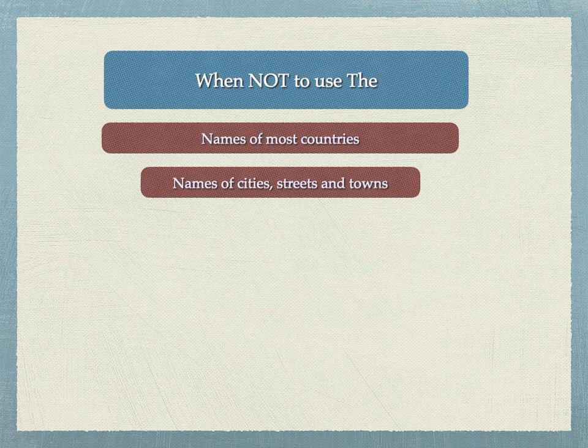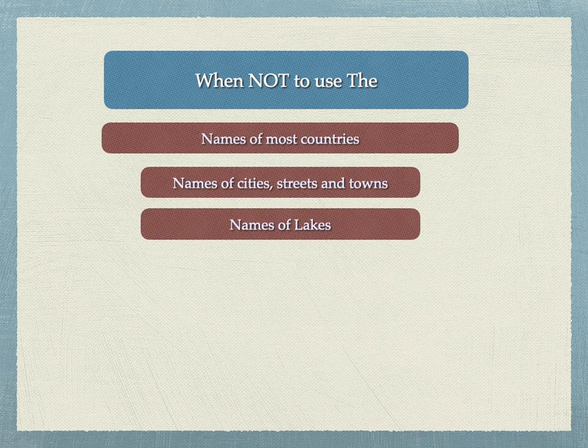Then comes names of cities, streets, and towns. Now, you would never use the before cities, towns, or states. You would never say the Kerala. It is wrong to say the Meghalaya. So you will call it Kerala, Meghalaya, Miami, etc. Then comes names of lakes. For example, the Great Lakes, but you will never use the before individual lakes. You will only use Lake Titicaca, Lake Erie. So you will never use the before lakes.